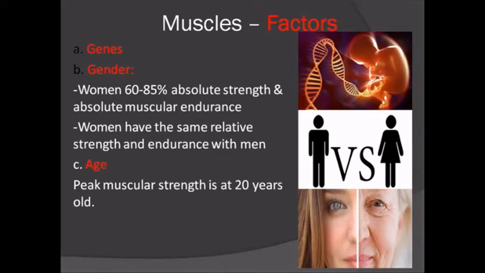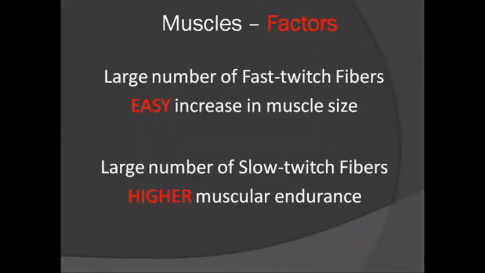Third is age. So peak muscular strength is at 20 years old, or we have the best condition of our muscles when we are in our 20s. And after that, kapag 30s na tayo, that is the time when our muscles will be weakened. And the next factor is the muscle fibers. Large number of fast twitch fibers is equivalent to ease of increase in muscle size, while large number of slow twitch fibers is equivalent to higher muscular endurance.